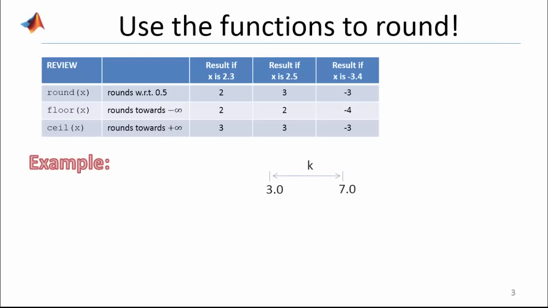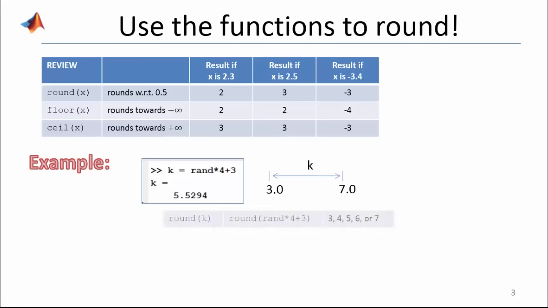But what if I want to combine them? Right now, if I do k equals rand times 4 plus 3, it's going to be between 3 and 7. Okay, great, but I wanted a whole number. What happens if I did round in front of that? And specifically not just k, because round of k would be 6 right now, and that's a constant. But round of rand times 4 plus 3. Notice how we can combine all these keywords. Well, I'll either end up with a 3, 4, 5, 6, or 7.